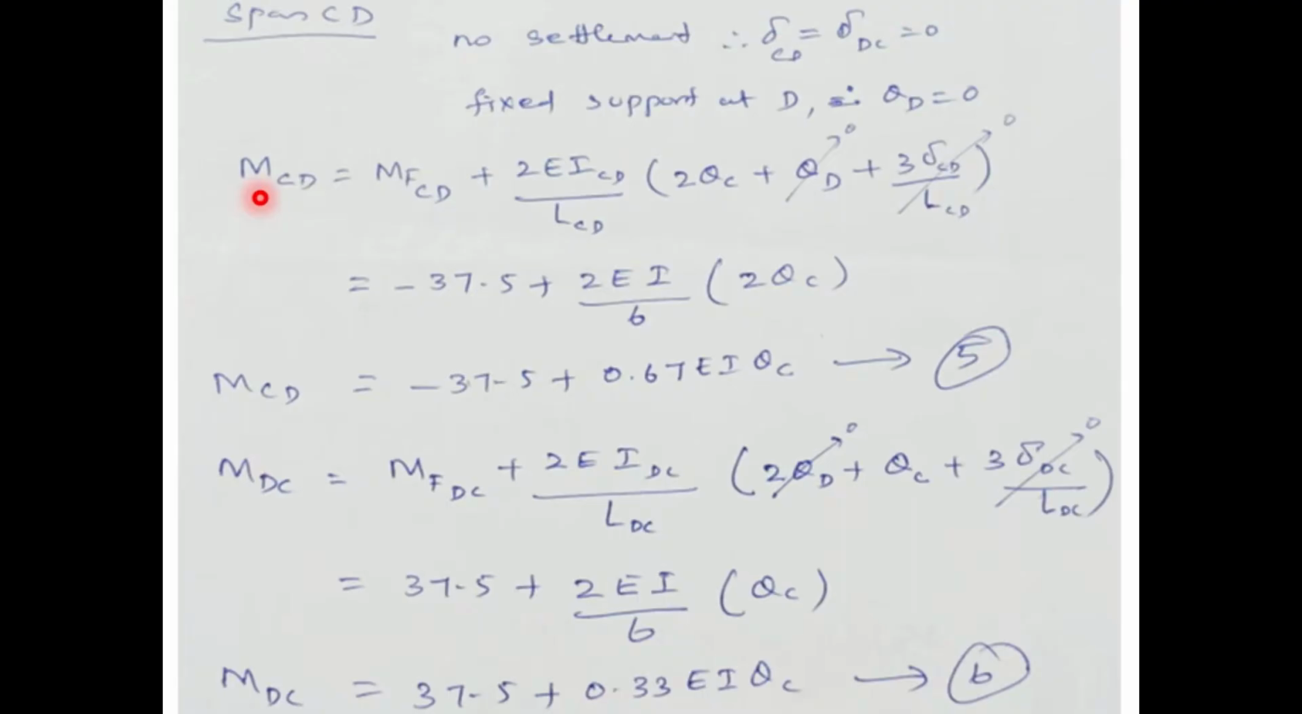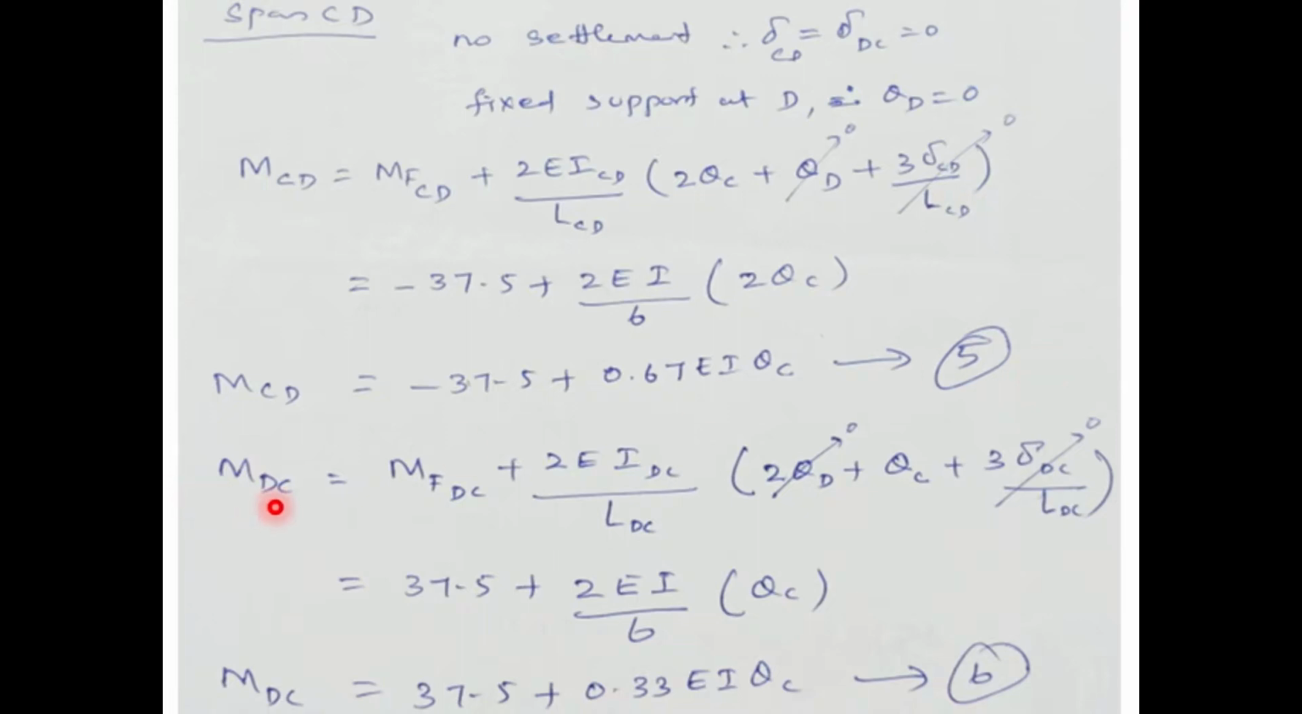Now, write the slope deflection equation. MCD is equal to MFCD plus 2EI by L into 2 times theta C plus 1 time theta D plus 3 delta by L. Theta D is 0. No settlement is given, therefore delta value is also 0. Simplify this equation and you'll get MCD is equal to minus 37.5 plus 0.67 EI theta C. This is your fifth equation.